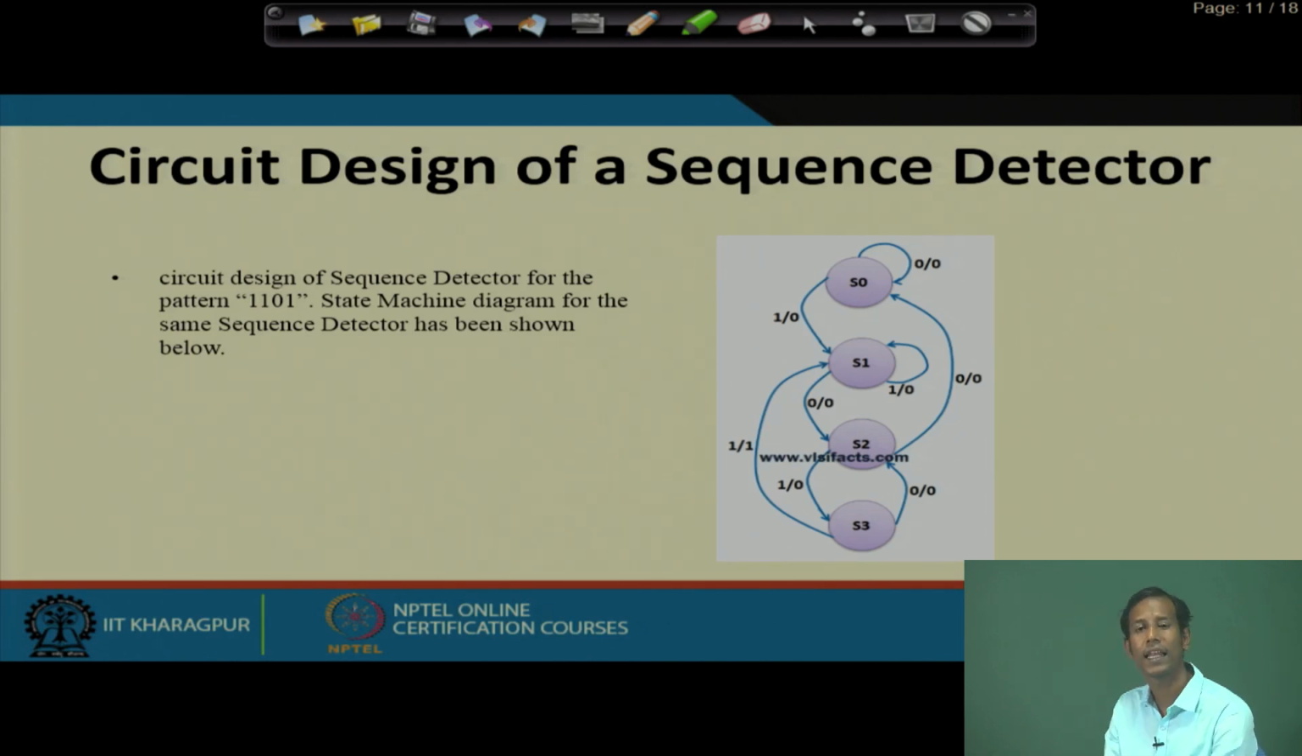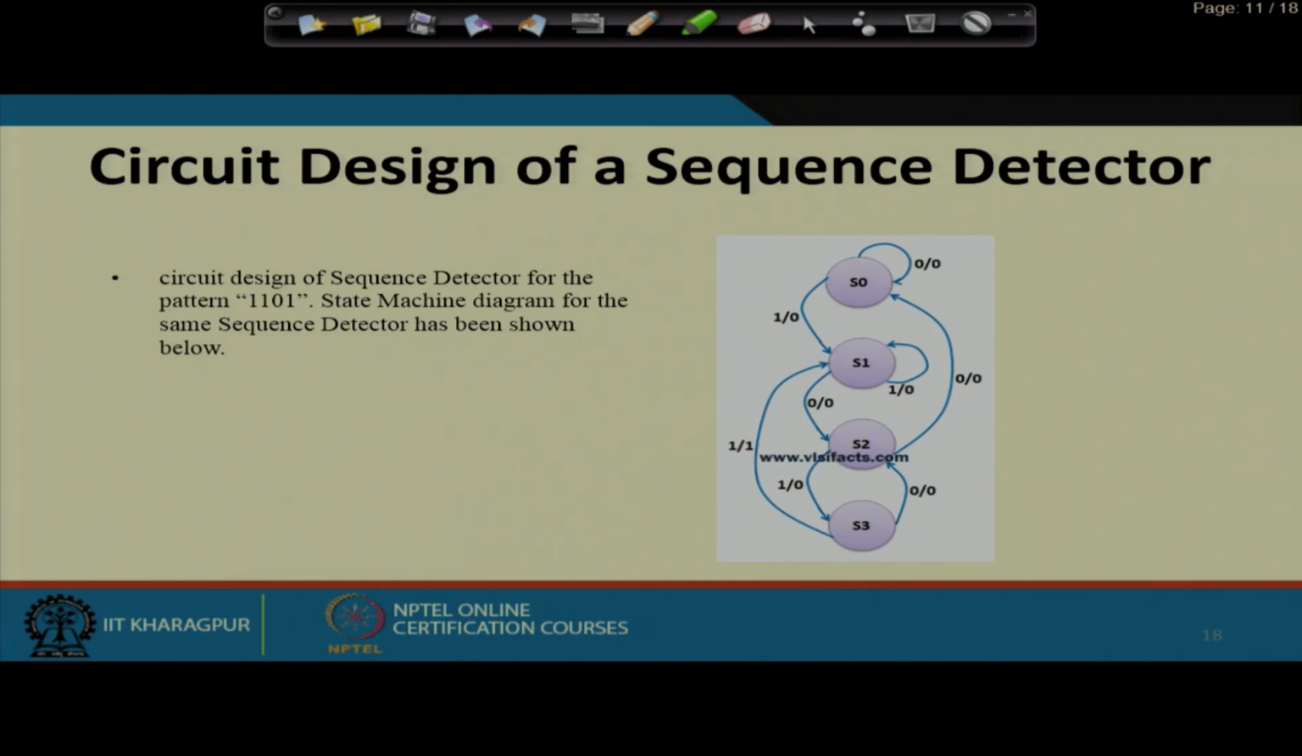Now, another very common circuit used in digital circuit design is the sequence detector. Let us consider that a data stream is coming, one bit at a time, and we have to detect this particular sequence of 1101.